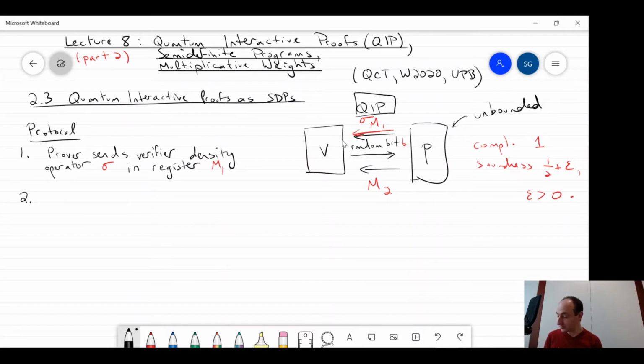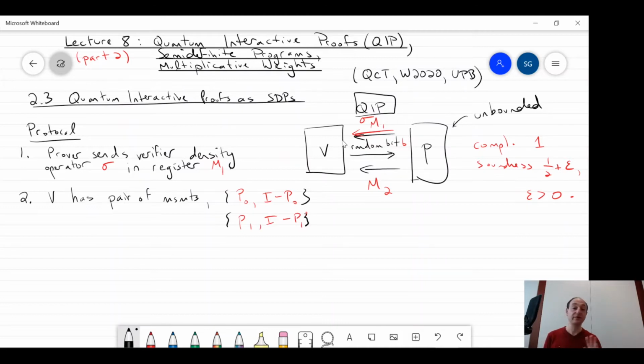Okay, round 2. So the verifier, and from now on I'm not even going to write prover and verifier, I'm just going to write P and V. So V, the verifier, has a pair of measurements. What do they have? They have P0 and identity minus P0, that's one measurement. And they also have another one, P1, identity minus P1.